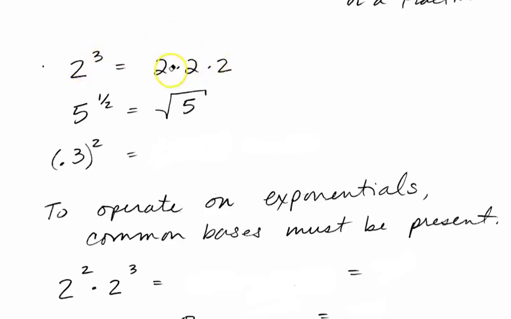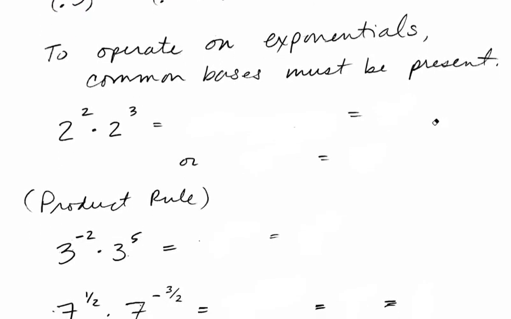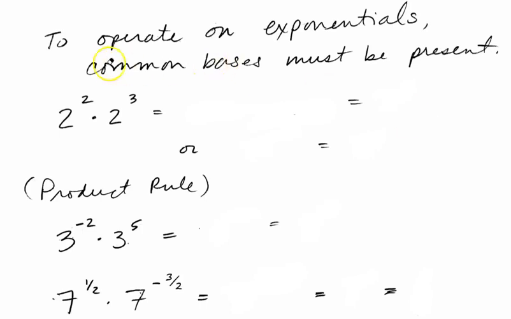The other way we could write this, 2 times 2 times 2 is equal to 8. Sorry about that. This would be 0.3 squared. 0.3 times 0.3 would give us 0.09. And often as we get into these exponent simplifications, we need a common base for these rules that we're about to see right here. If we don't have a common base, we can't apply these rules.